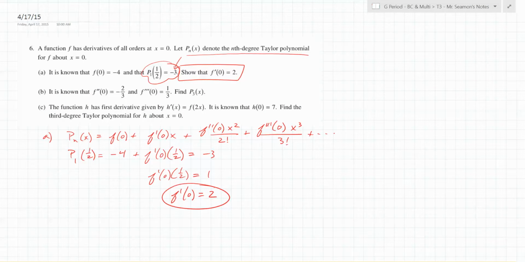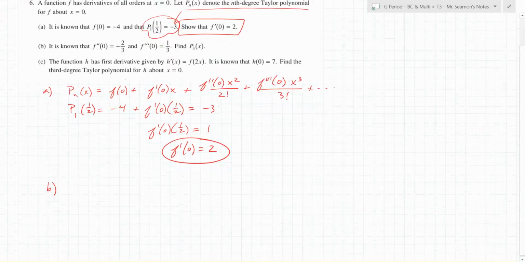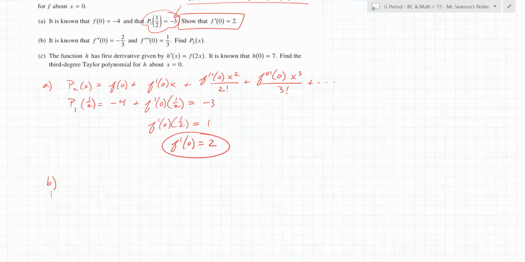Are we okay with this one? Okay. Let's do part B. It is known that the second derivative at 0 is -2/3 and the third derivative is 1/3. Find P3(x). So how do we go about doing this one? What's the general form for P3(x)? f(0) plus f'(0)x plus, is it the same thing as what I just wrote up there? Yes. It is the exact same thing.